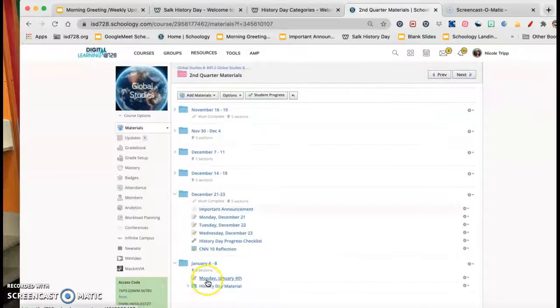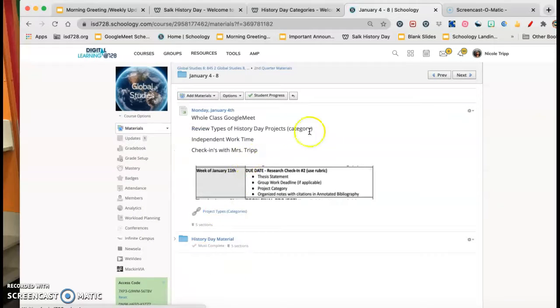Here in your History Day folder, just going to take a look at the agenda real quickly. So there is a whole class Google Meet. Plan on attending that. We are going to today review the different types of History Day projects, otherwise known as the category. So that would be how you choose to present your information. Those of you who've done History Day before are familiar with at least one category.